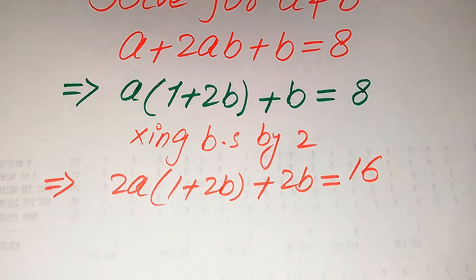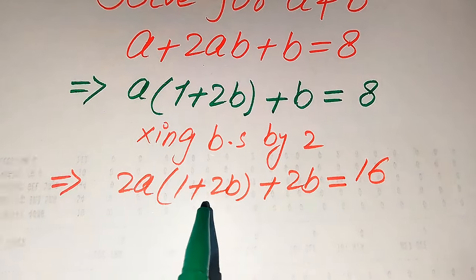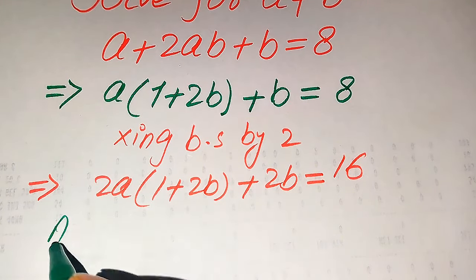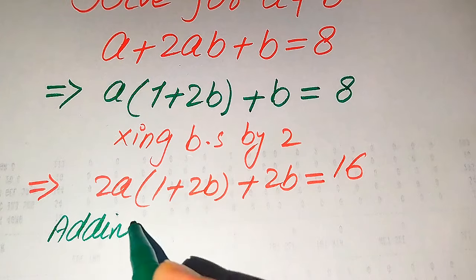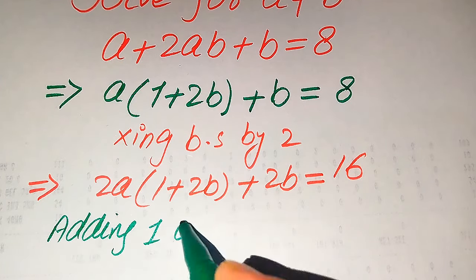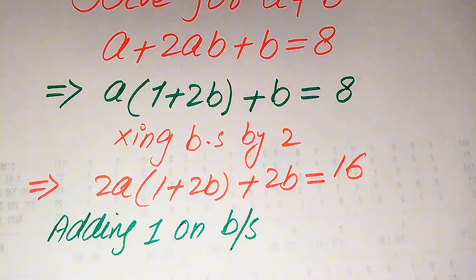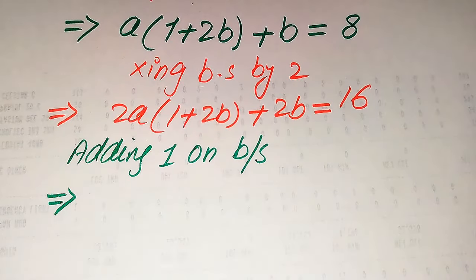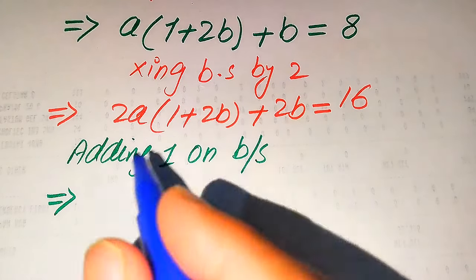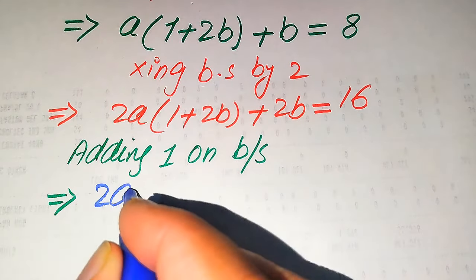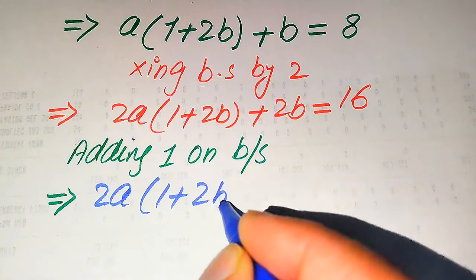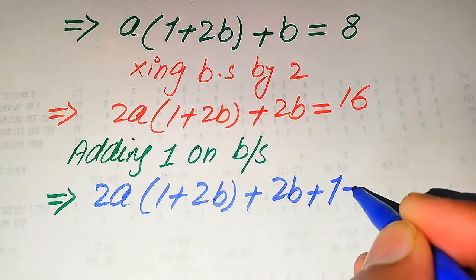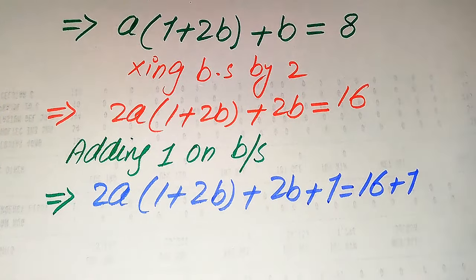And further in the next step, you see that this is 1 plus 2b, so this is 2b only, so here we need 1. So in order to make 1, we just add 1 on both of the sides. After adding 1 on both of the sides, our equation is written as 2a times (1 + 2b), plus 2b plus 1, equal to 16 plus 1.